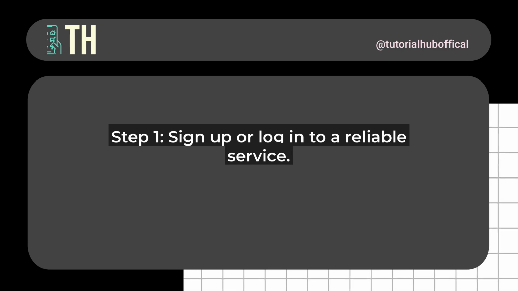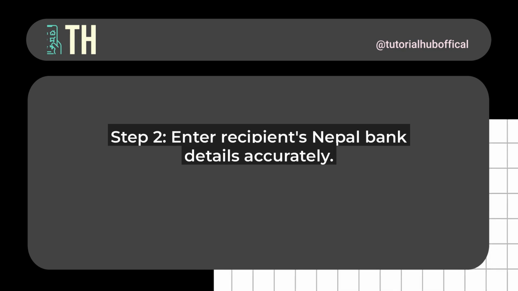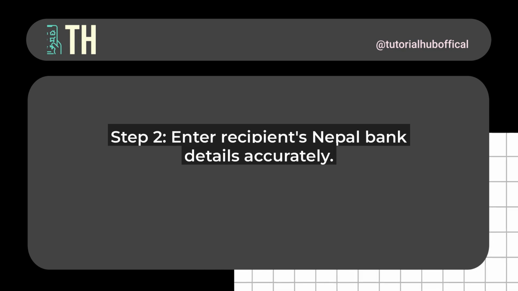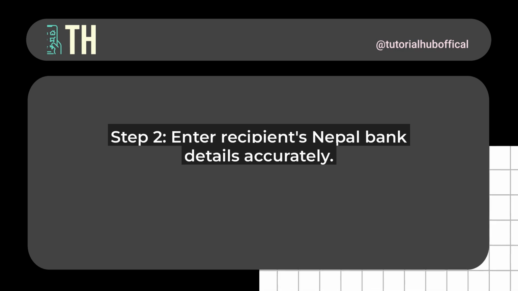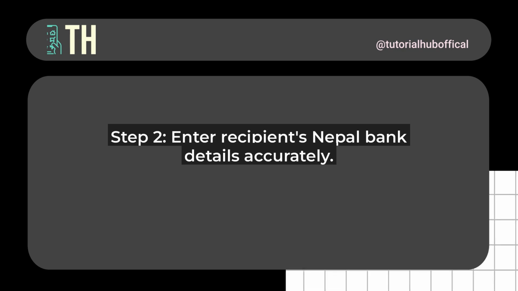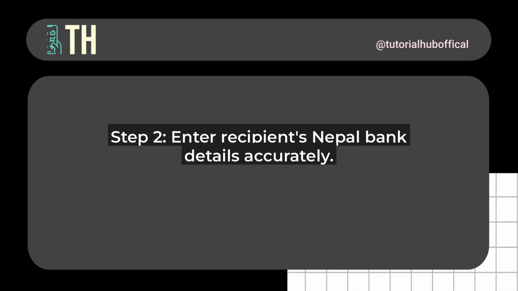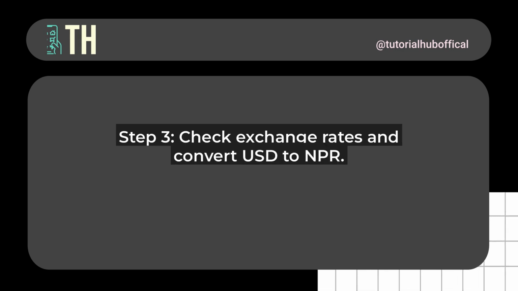Step 1. Sign up or log in to your chosen service. Most platforms like Wise require just an email and some basic verification, which you can do via your phone or ID. Step 2. Enter the recipient's details in Nepal, including their bank account information, like the account number and SWIFT code. Double-check everything to avoid delays.